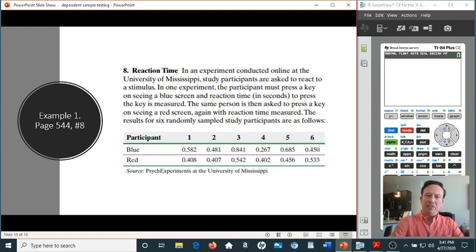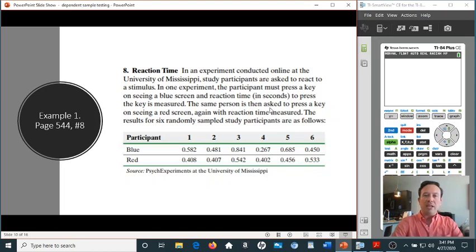All right, so let's take a look at example number 1 here. So in an experiment conducted online at the University of Mississippi, study participants are asked to react to a stimulus. In one experiment, the participant must press a key on seeing a blue screen, and their reaction time in seconds to press the key is measured.